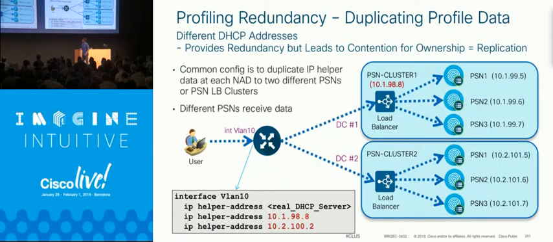All right. So let's talk about profiling redundancy. Pretty much what we're saying is that if you have 2 data centers and then you have 2 load balancers, yes, you can start sending them requests. So in this case, the configuration I'm doing here is that I have a VLAN and I'm sending the DHCP helper address command to both of the load balancers, and eventually it'll get to one of the PSNs, right? Certainly not the optimal way, because in this case, there could be an ownership change if it goes to data center 1 versus data center 2, if the stickiness is not properly configured.